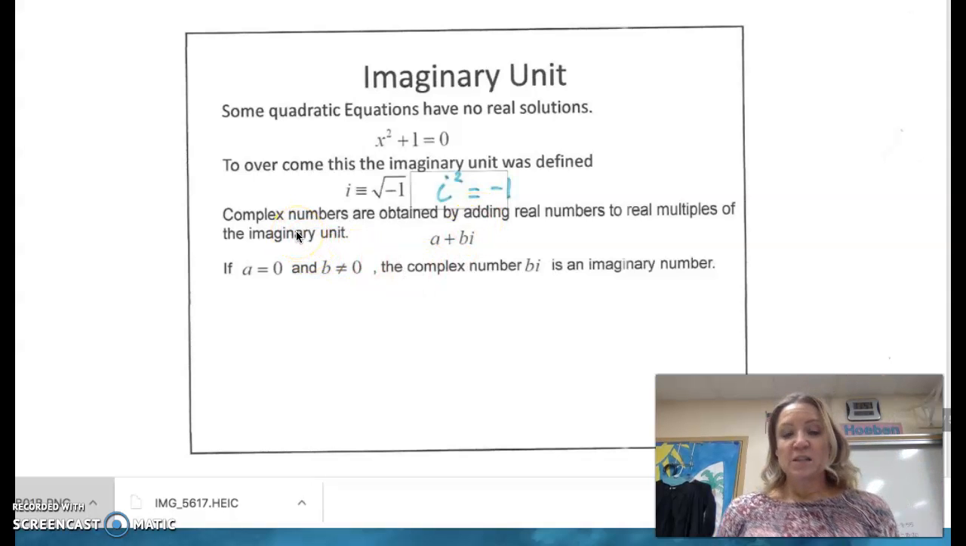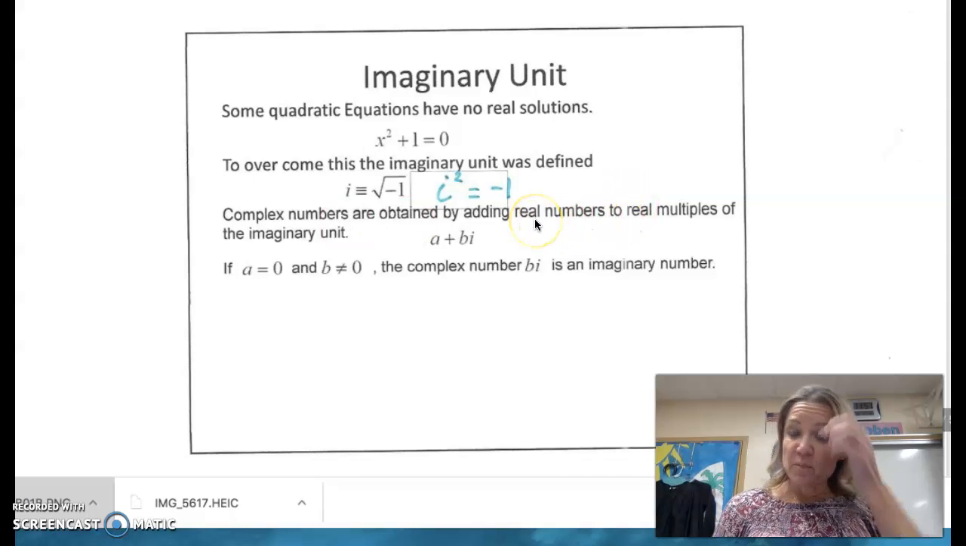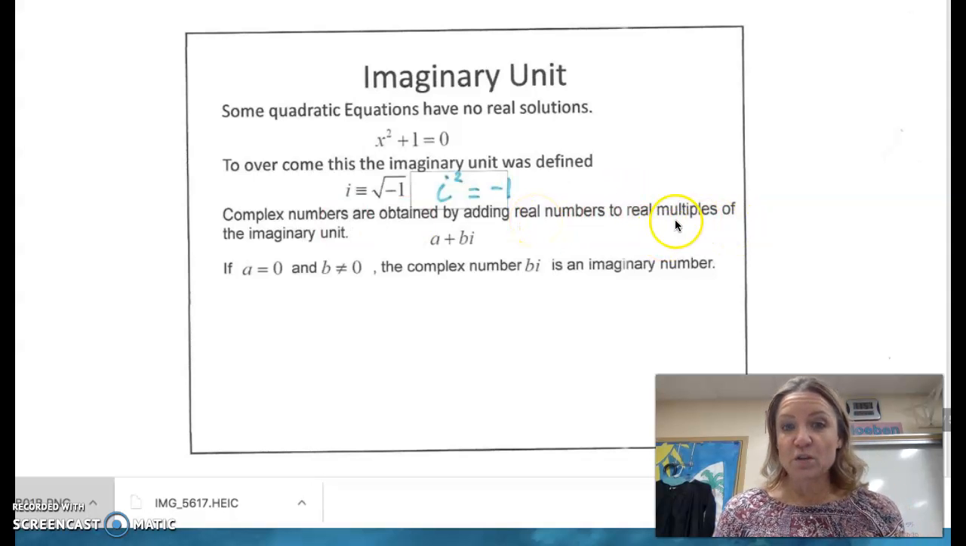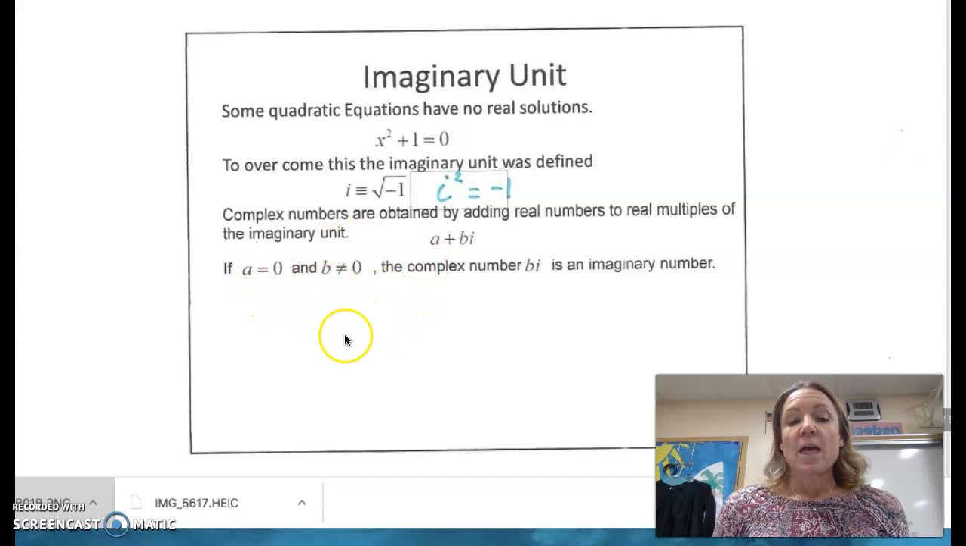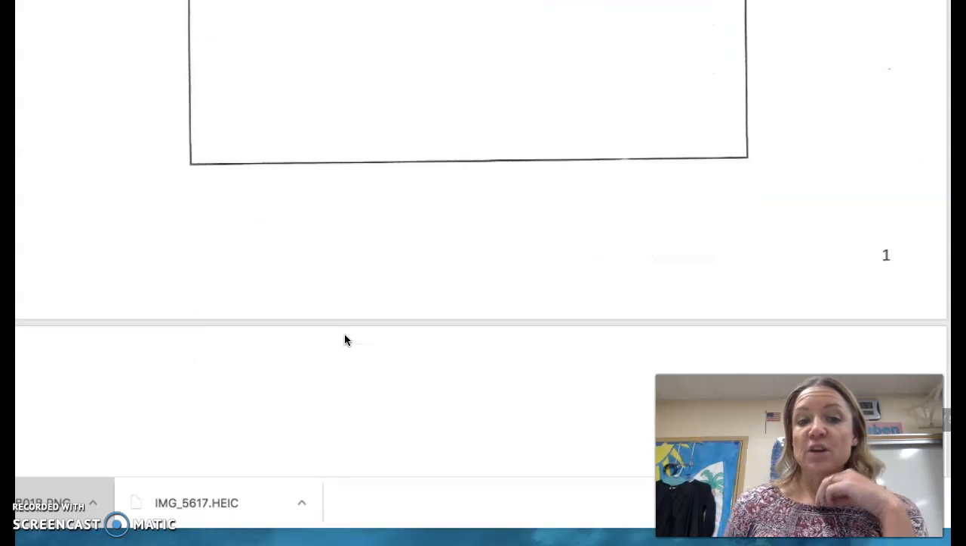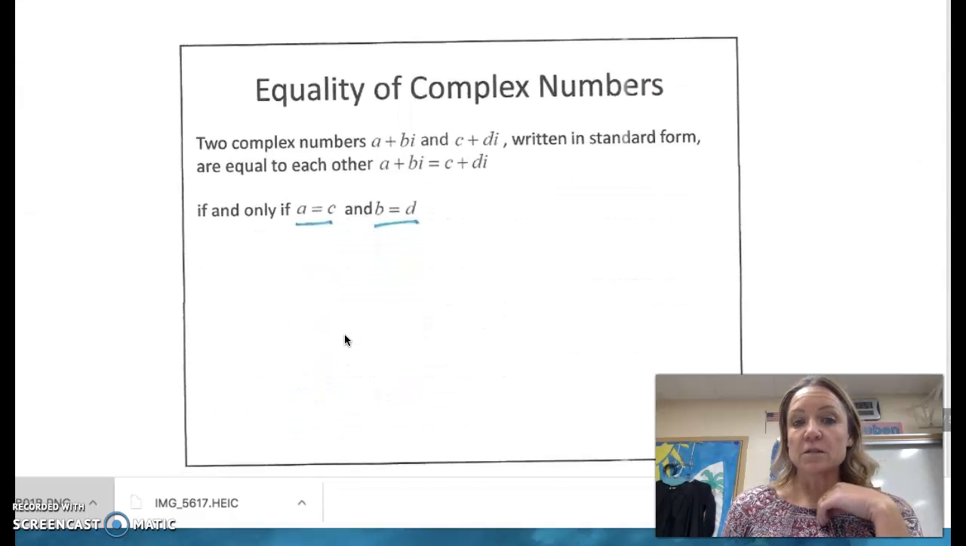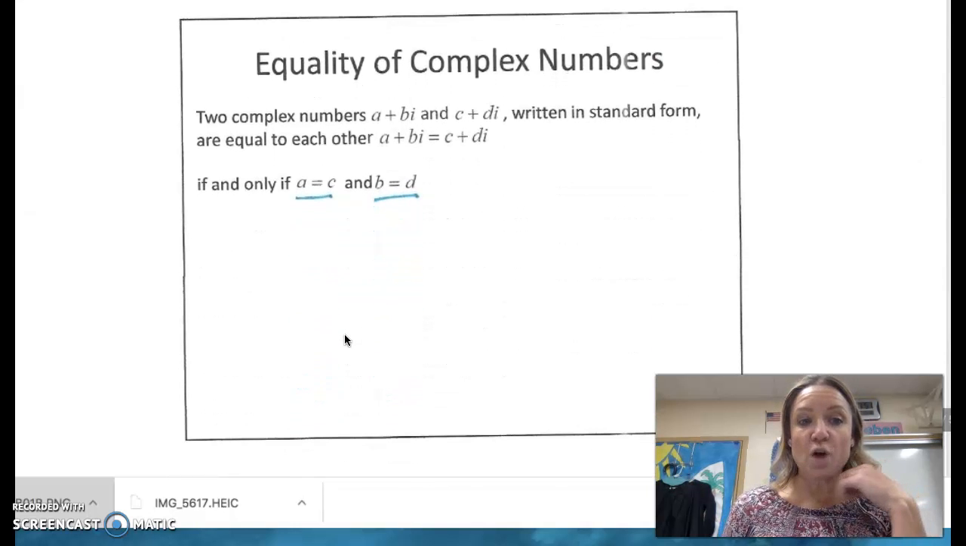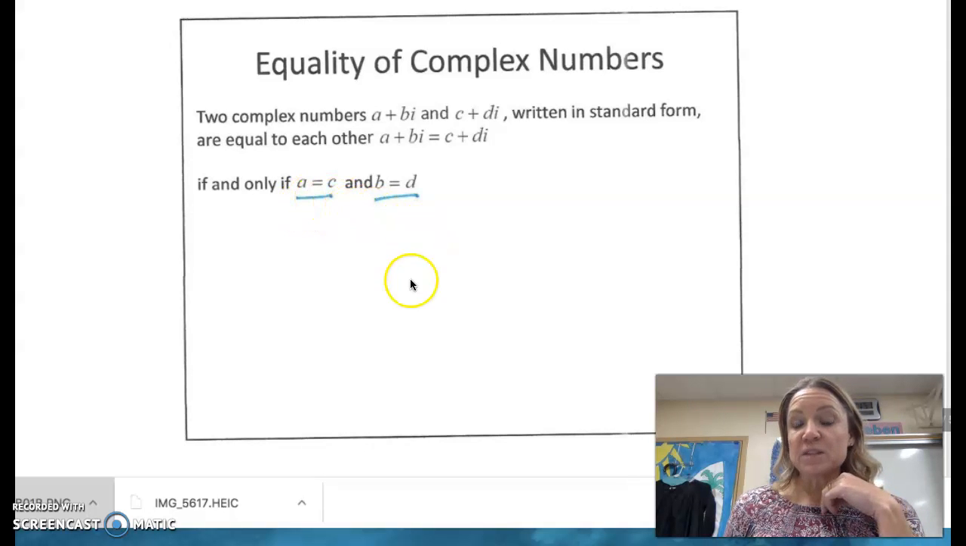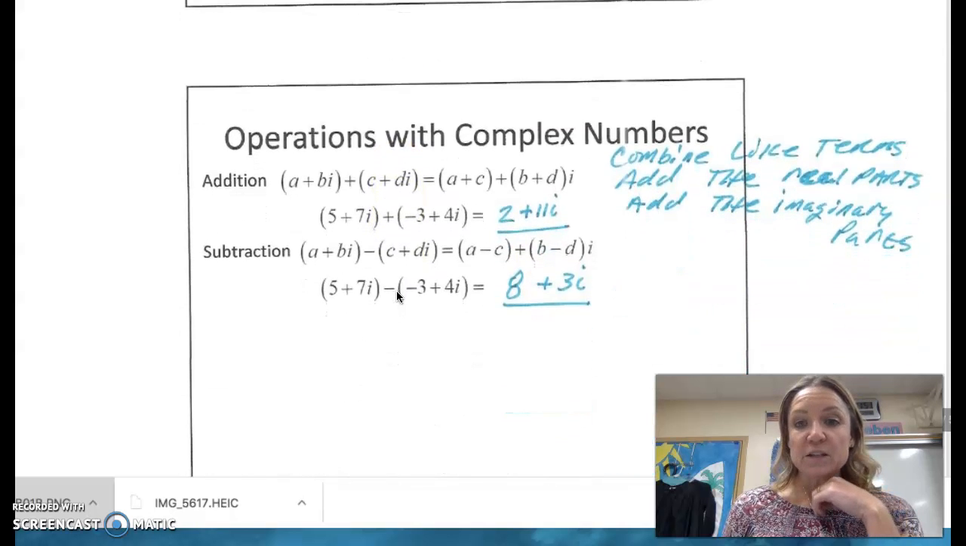Complex numbers are obtained by adding a real number to real multiples of the imaginary unit. A will be equal to 0 and B will not equal 0. The complex number bi is an imaginary number. Here's also a little tidbit of information: two complex numbers, a plus bi and c plus di, can be equal to each other if a equals c and b equals d. But let's get into the meat of it.